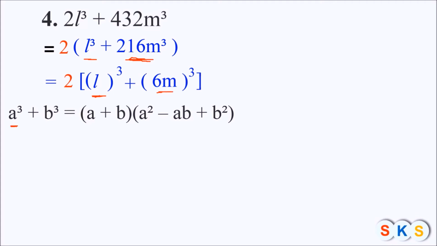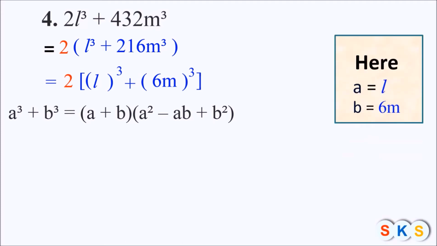So here b we will take as 6m. So what we will take here, a will be l. Okay, the first term is l, which we will take as a, and the second term is cube of 6m. So we will take the second term as 6m. Okay, you can see that I have noted the same information in the box. Here a is l and b is 6m. Now we will substitute the value of a and b in this formula.